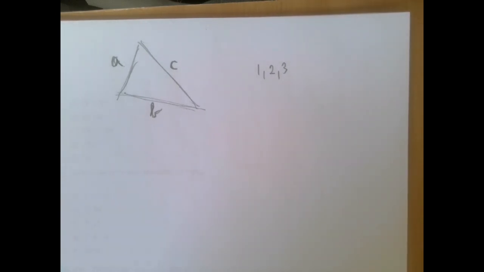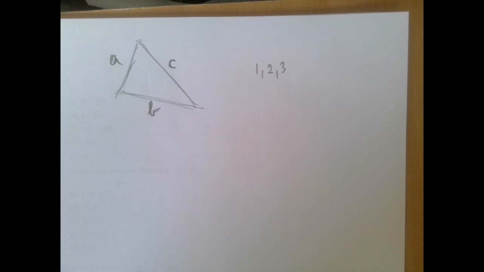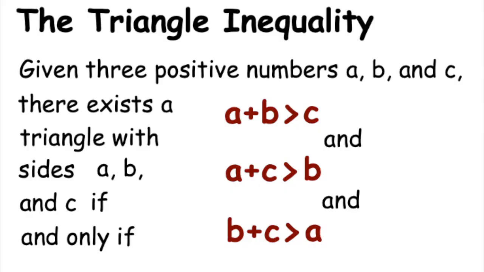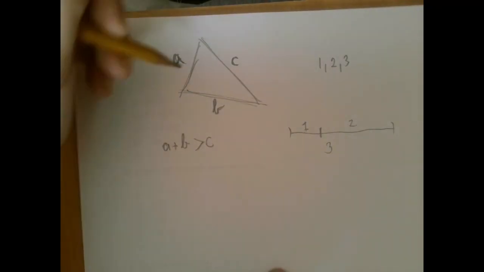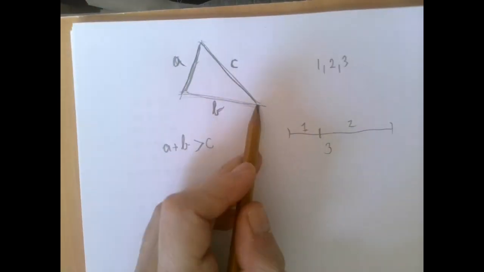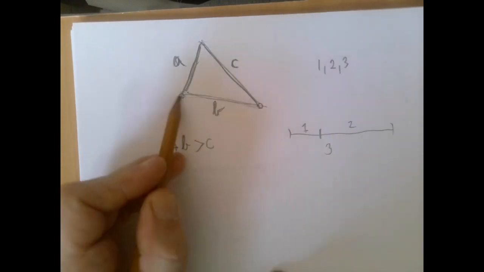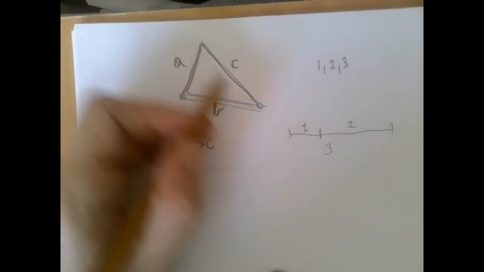But the problem is that the number triple 1, 2, 3 fails the triangle inequality. The triangle inequality states that any two sides, when you add the lengths, should be bigger than the third side. For example, A and C added should be a longer trip than the shortest trip possible, right? Between 2 points, the shortest distance is the straight line. Therefore, this has to be longer.